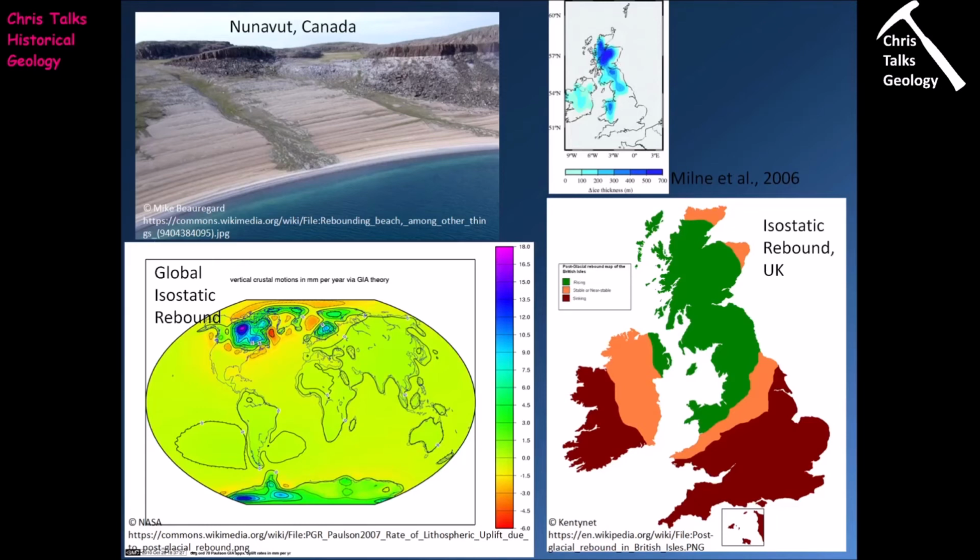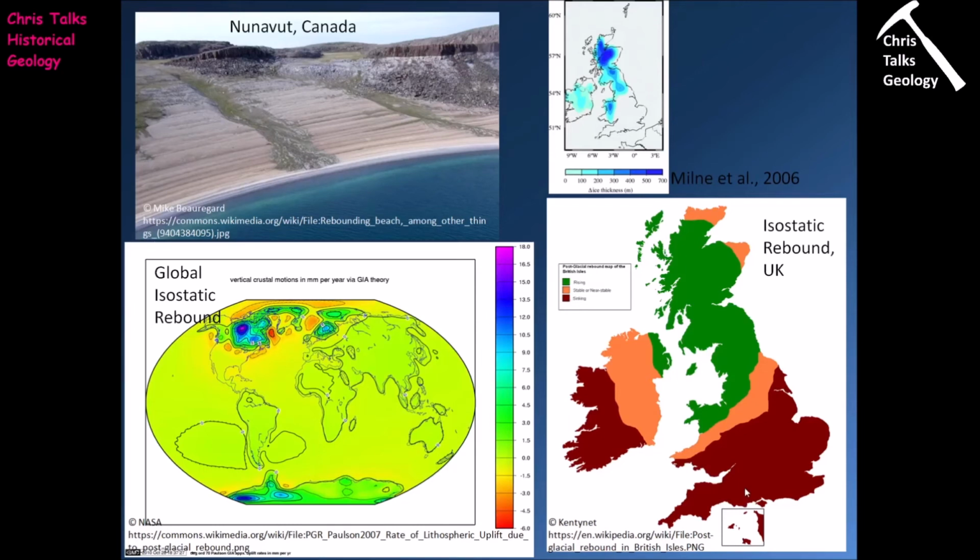So the continental crust which forms Scotland is going to have been pushed down by the weight of this ice, and so once the ice is gone, it's going to cause Scotland to bounce back up. And so what we can see when we look at this diagram here is areas of the United Kingdom which are rising in green, areas which are stable in this kind of peachy orange color, and areas which are sinking in red.